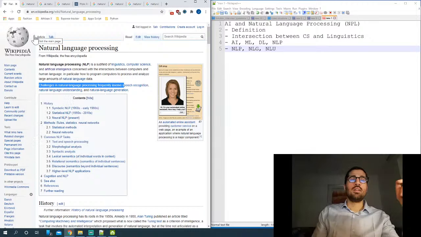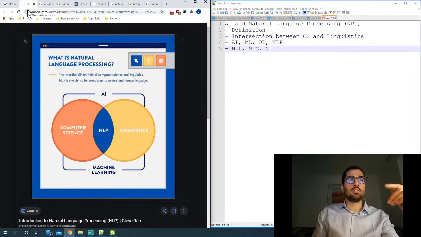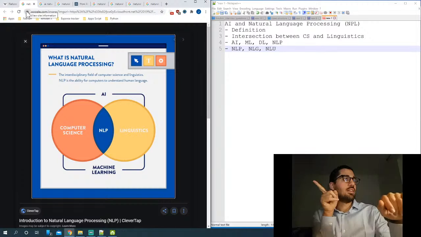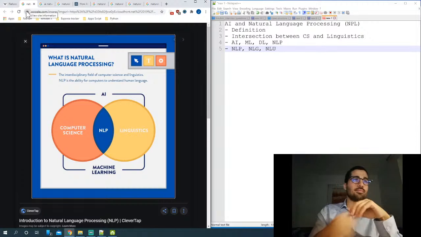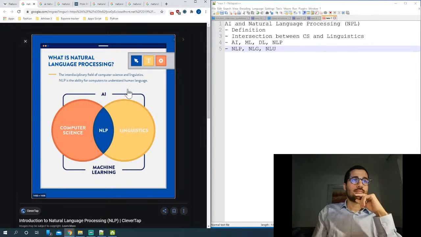If you haven't understood the concept of natural language processing yet, I will go through it again slowly. I have some pictures. So this is a Venn diagram here, and what we said. So the biggest subset is artificial intelligence, and underneath it we have machine learning.